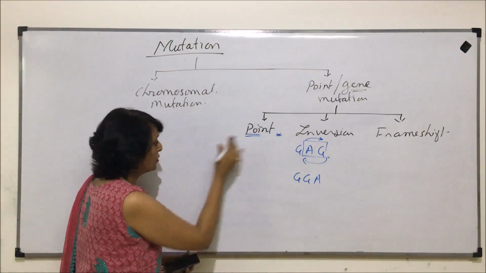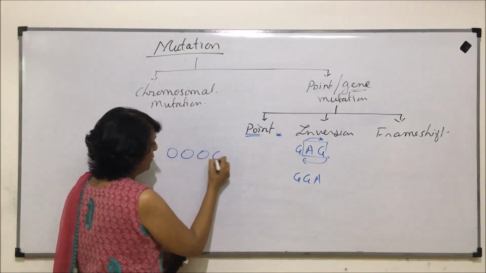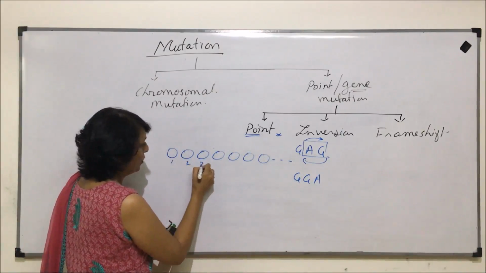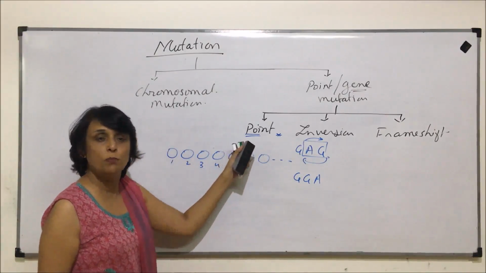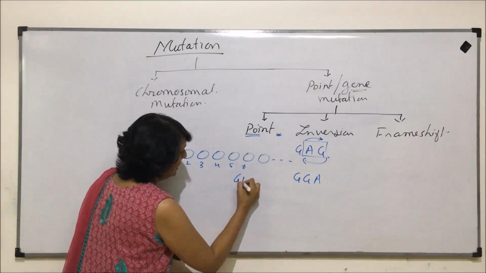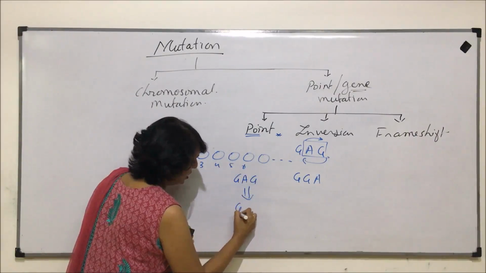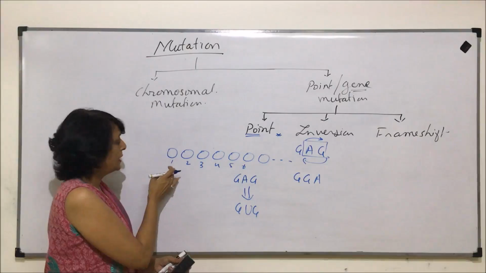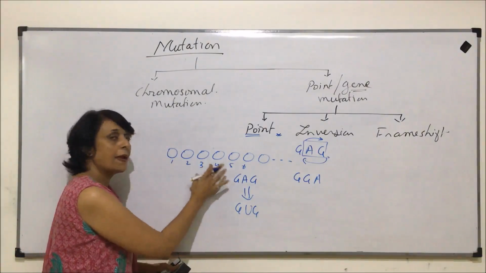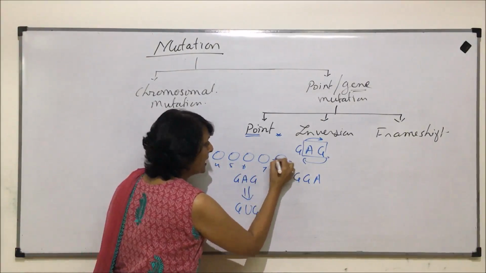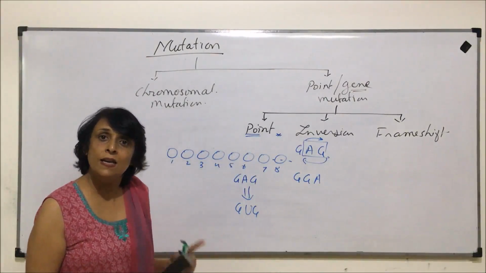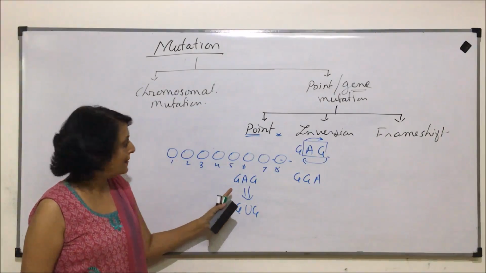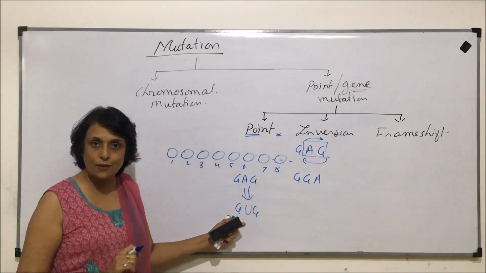Again, let us talk about these two together. 1, 2, 3, 4, 5, 6, 7 amino acids. We said 1, 2, 3, 4, 5, 6. In case of point mutation, here GAG changed into GUG. Before this, the amino acids which were produced were the same, and after this also, 7, 8 and so on, the same amino acids are synthesized. The change is only in one base, and that results in the formation of a different amino acid.